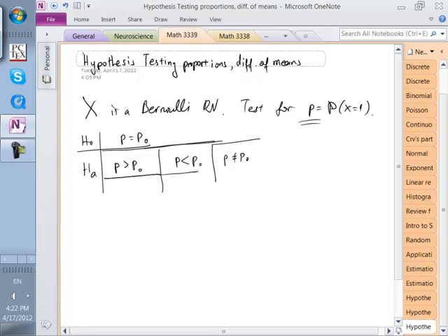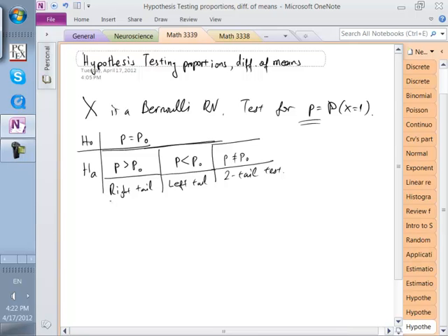What kind of test should we do here? This is a left tail, this is a right tail, and this is a two-tail test. Now, in the process of doing this, I also want to introduce another concept, which is the so-called p-value. I want you to learn the p-value very well.